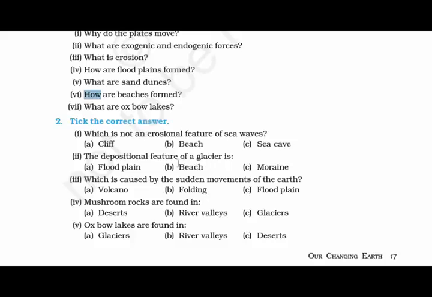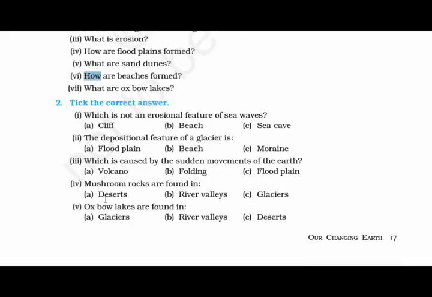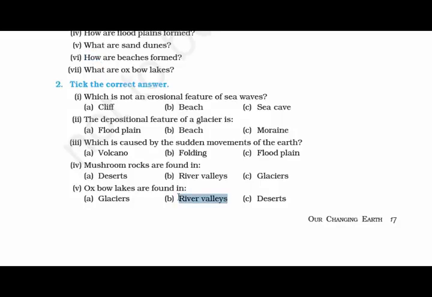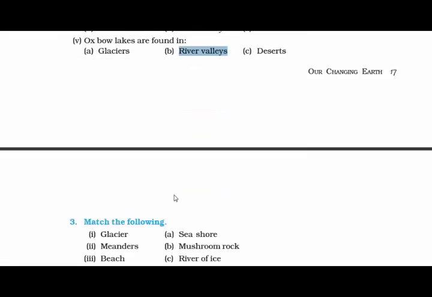The depositional feature of a glacier is moraine. Yes, we have read about this a few minutes back. So it's moraine, which is caused by the sudden movements of the earth. Folding, yes. When two plates, that is the lithospheric plates, move, they form folds. Floodplain is caused by running water. Volcano is a vent which is there to take out the magma. Mushroom rocks are found in deserts. So the meaning of mushroom rocks is that they are narrow from base and wide from top. Oxbow lakes are found in river valleys because they are formed due to river, not deserts, not glaciers.